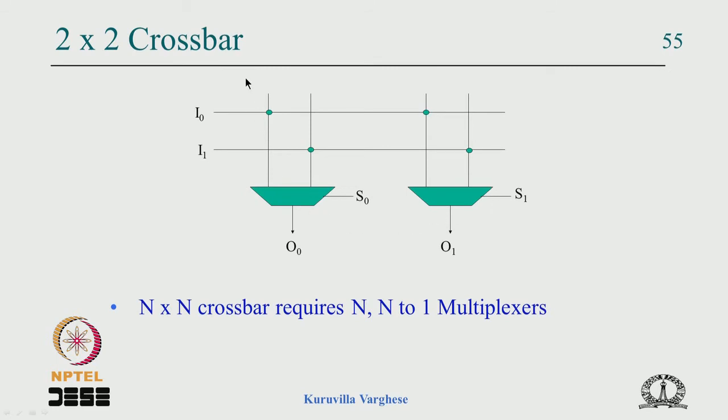So you can imagine if there is a 16 by 16 crossbar, then for each output there is a 16-to-1 mux connected, and 16 of them. So that is how an N by N crossbar requires N N-to-1 multiplexers. So you can imagine if you have huge switches, these very wide multiplexers are required, and that can occupy a lot of area, and the delay can be quite high in that case, okay.